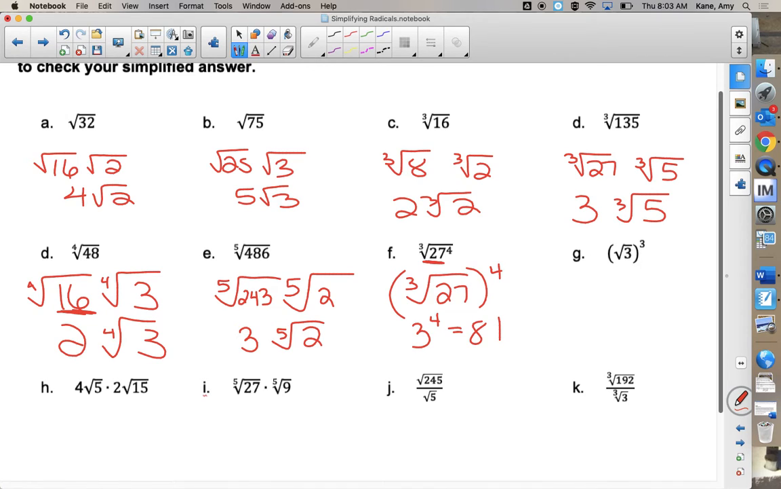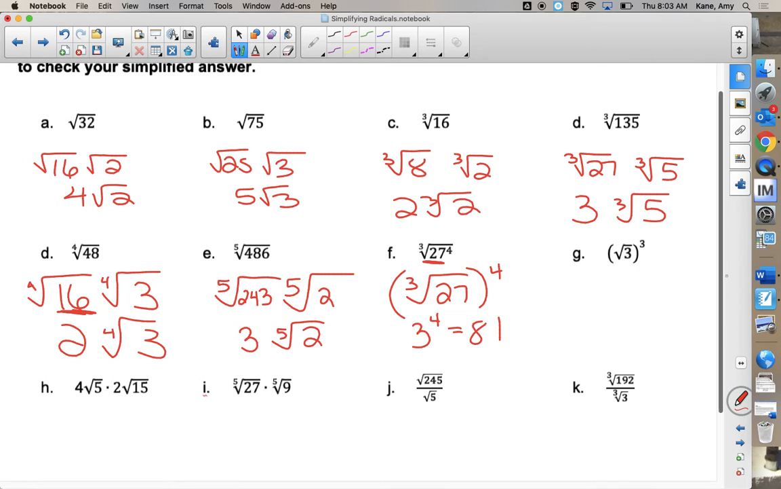So when you have a power attached to a number, that power is allowed to separate, and it can be done first or it can be done last. So if you take 27 to the fourth power, it's huge. But instead, just work with the 27 first.